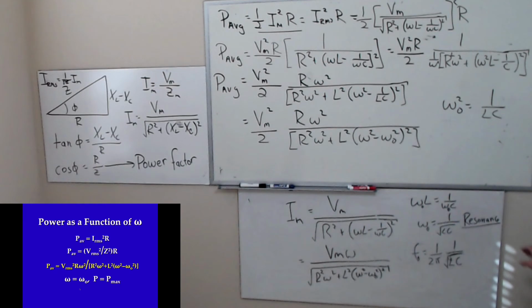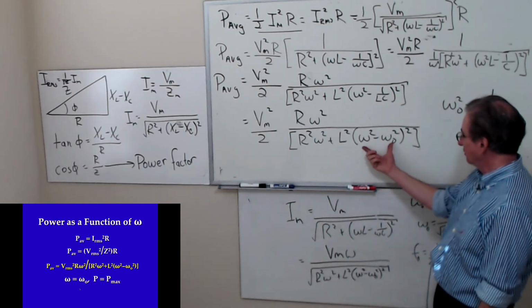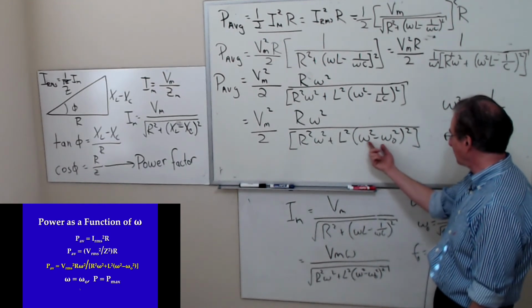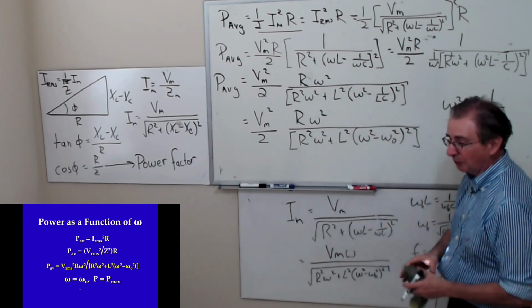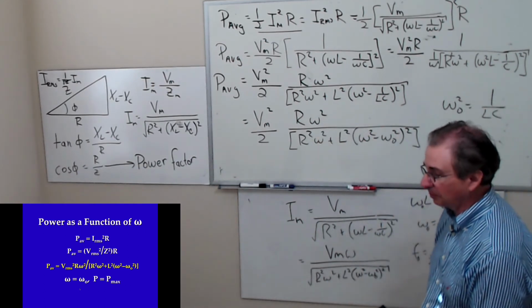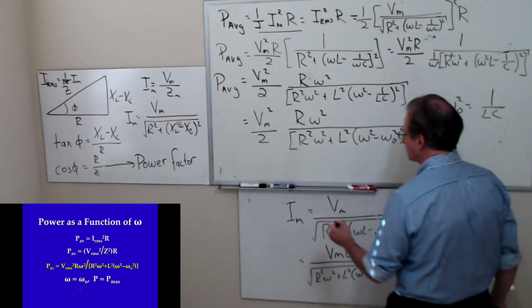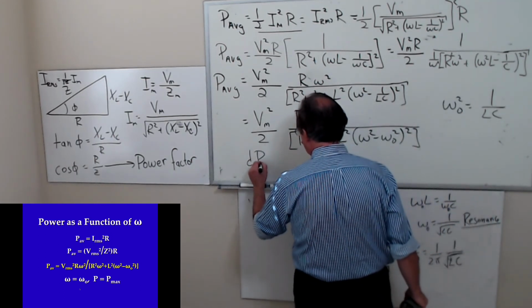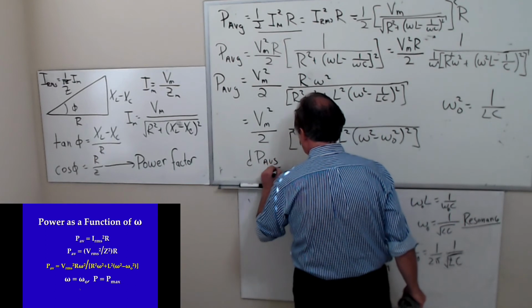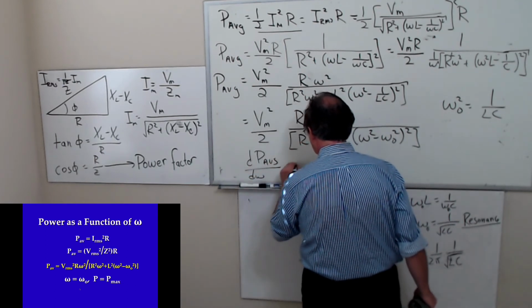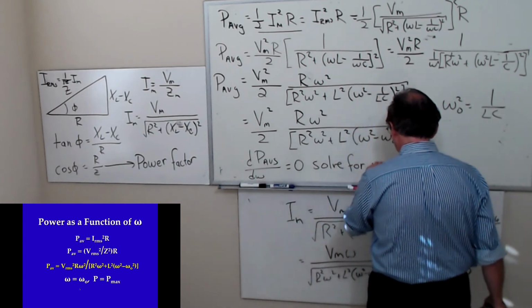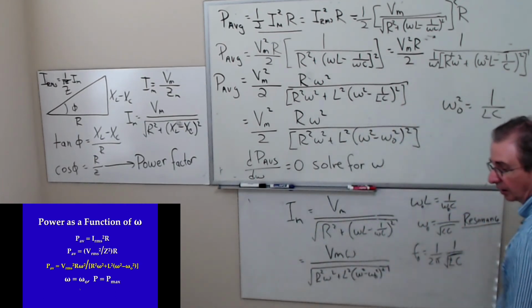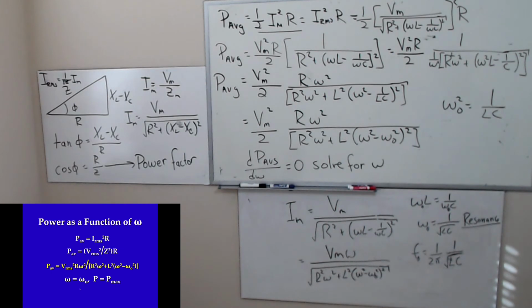And so when the difference is 0, when omega equals omega naught, you get maximum power. And if you want to prove that the power is maximum, then what you do is take dP average over d omega, set it equal to 0, and solve for omega, and you'll see that you get omega naught. So that's a fun little exercise for you to try.